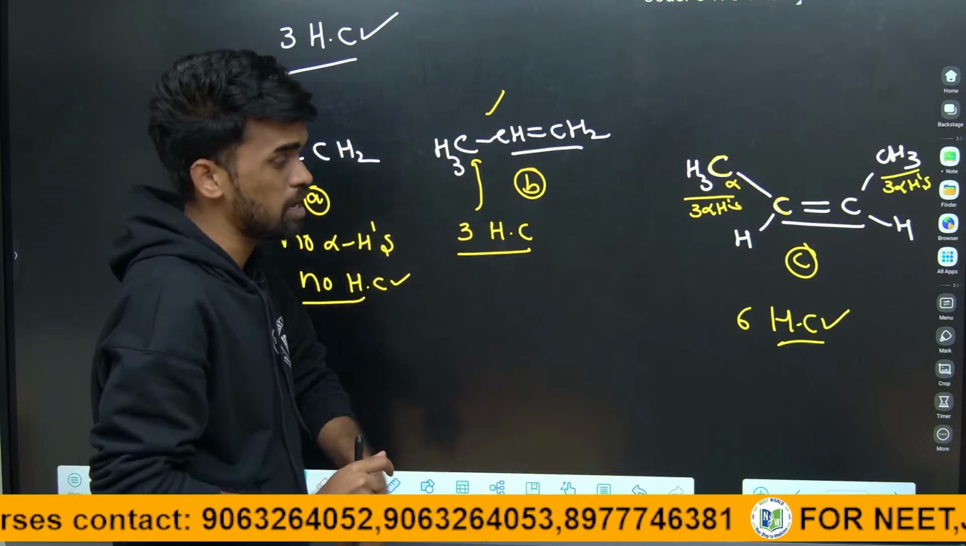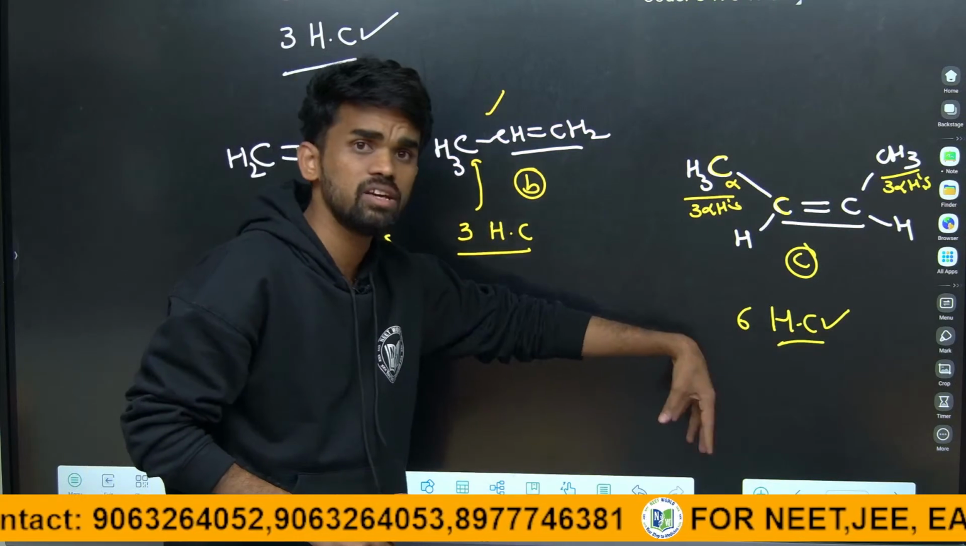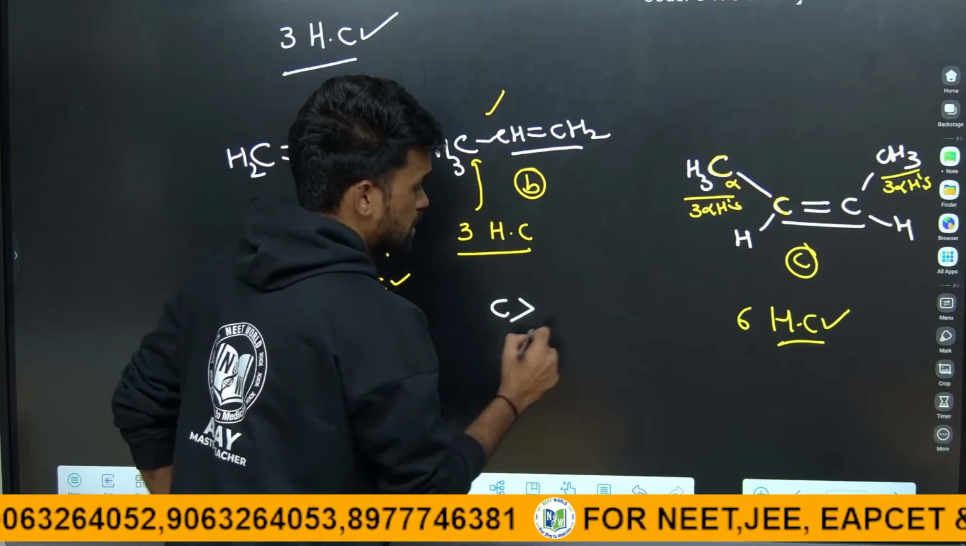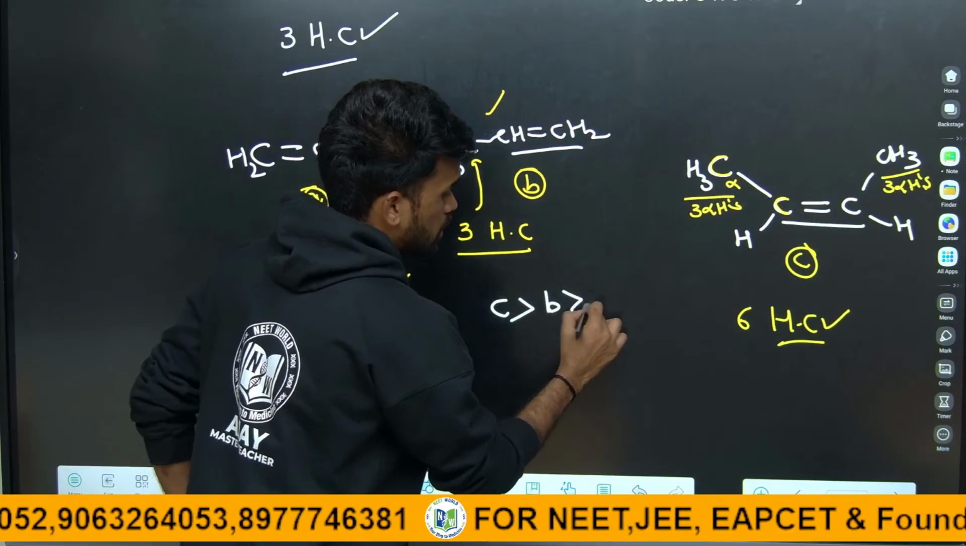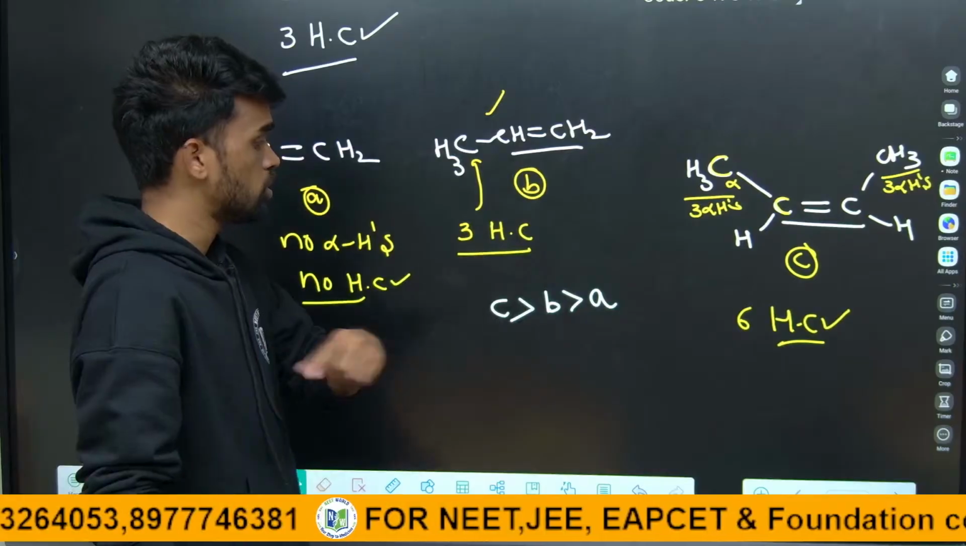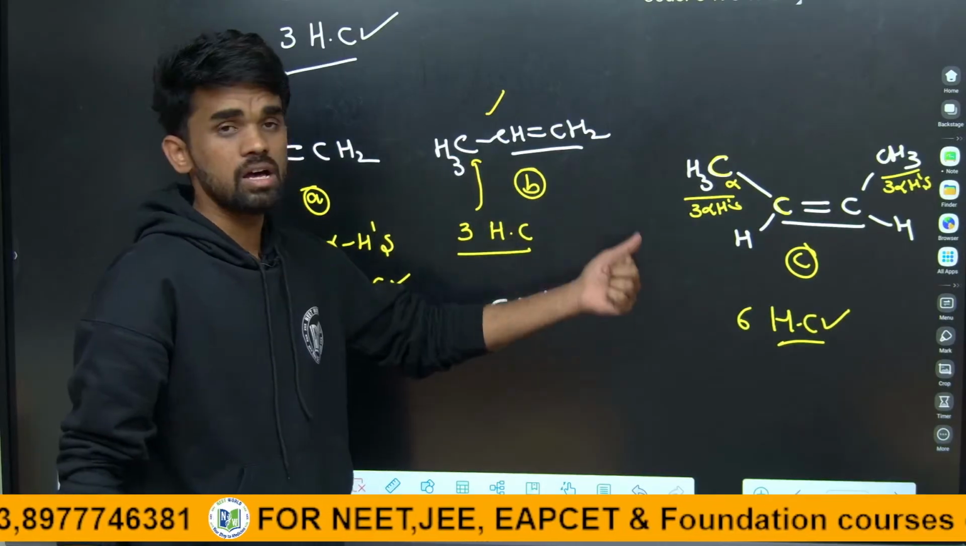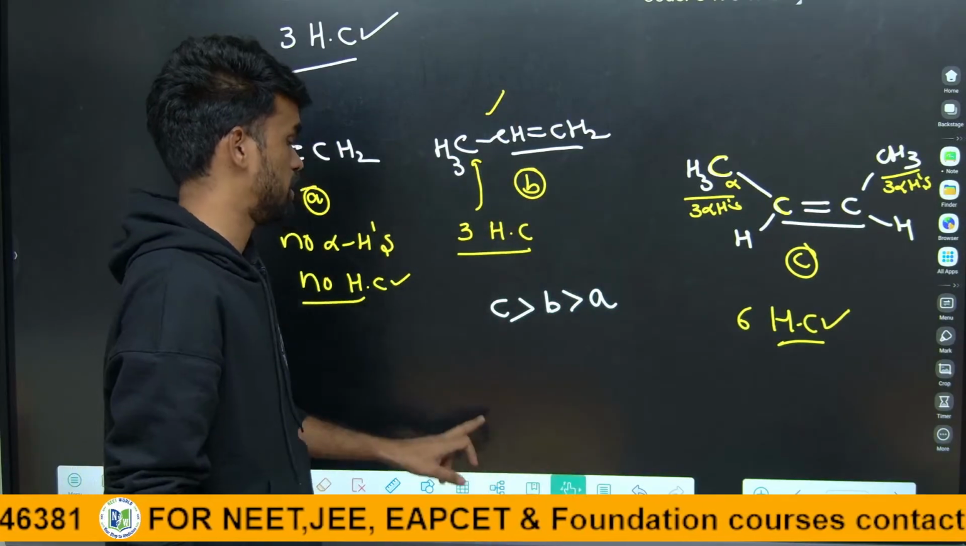So tell me where the hyperconjugations are more? In C. Therefore option C is more stabilized than B, then the least is A. So this is how you need to arrange them based on their stability.